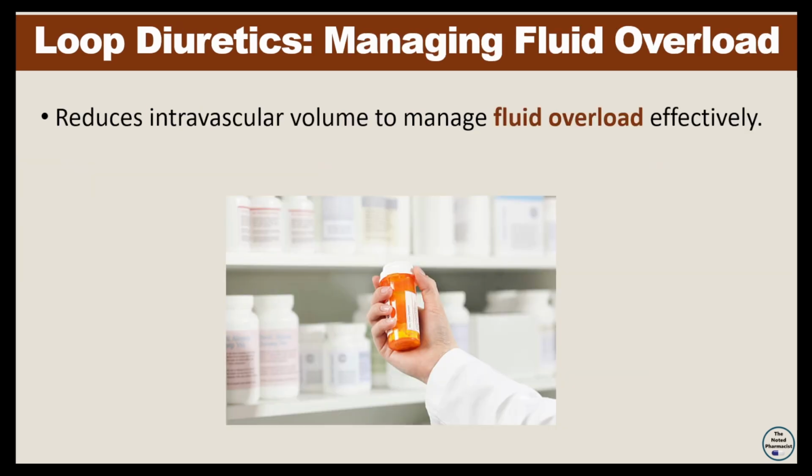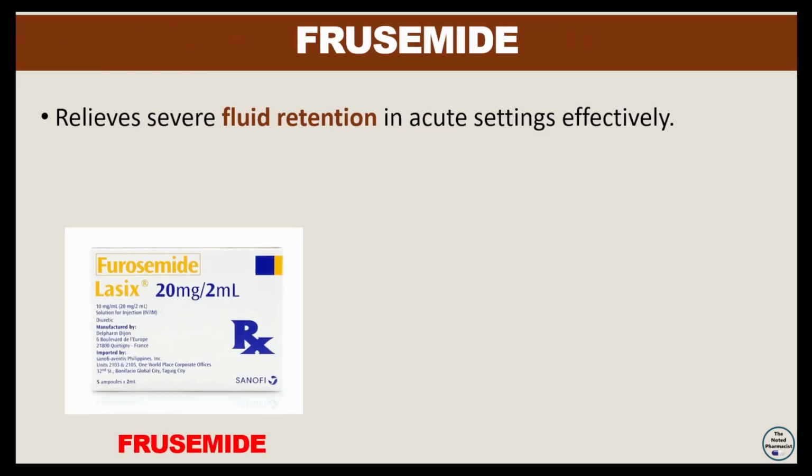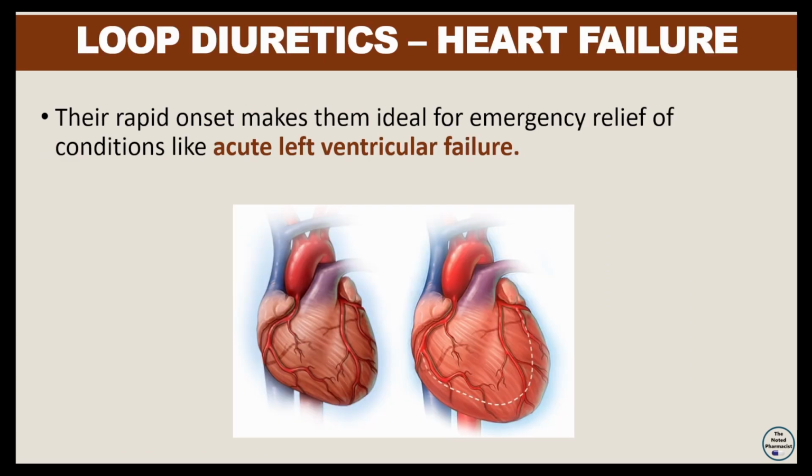By reducing intravascular volume, they are highly effective in managing conditions associated with fluid overload, such as heart failure and pulmonary edema. Drugs like furosemide are used in acute settings to relieve symptoms of severe fluid retention. They are also indicated in chronic kidney disease to manage edema. Their rapid onset makes them ideal for emergency relief of conditions like acute left ventricular failure.